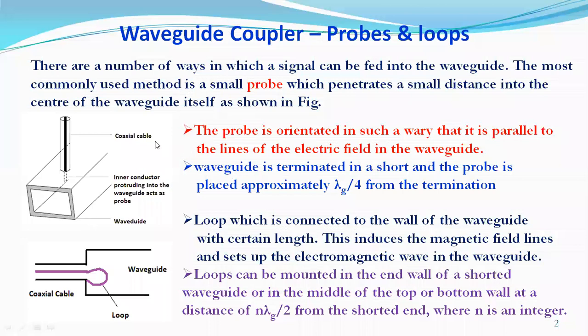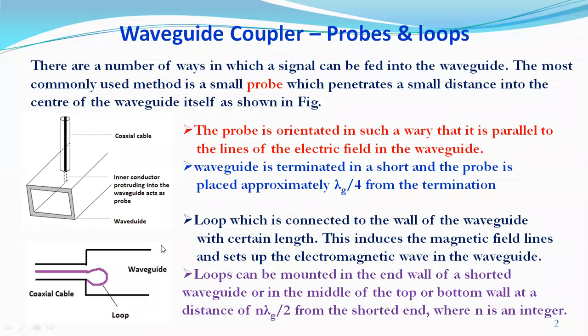So now see here. Where we are inserting the probe in the rectangular waveguide, it is lambda g by 4 from the termination of the rectangular waveguide. That is the position where we are going to insert our probe on the top of the broader side. Also, the probe is parallel to the electric field lines, and the distance is lambda g by 4 from the termination of the rectangular waveguide, right?